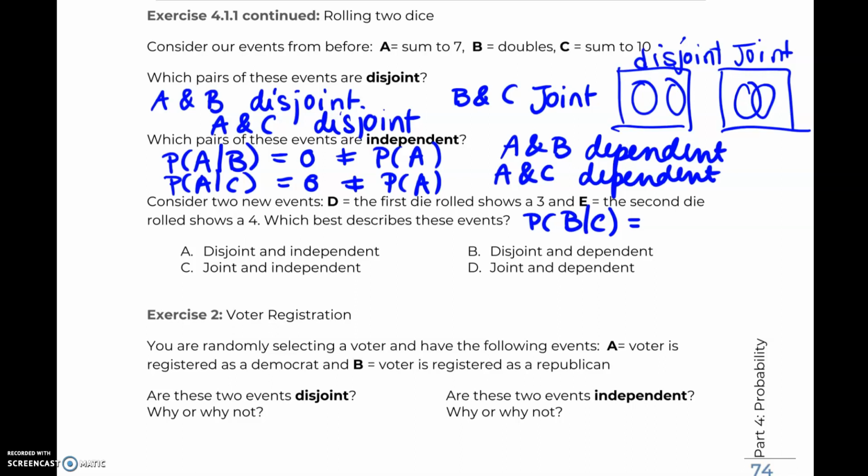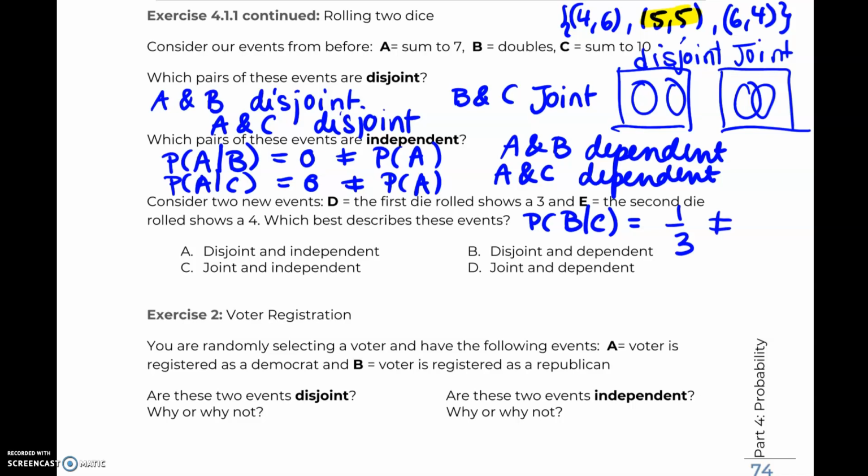So when we looked at the sum of 10, remember we had the different events 4, 6, 5, 5, and 6, 4. So given that the sum is 10, meaning we're only inside those three events, what is the probability that we have doubles? Well, that would be a 1 in 3 chance, because one outcome out of our 3 outcomes is equal to doubles over here. So we have a 1 in 3 chance.